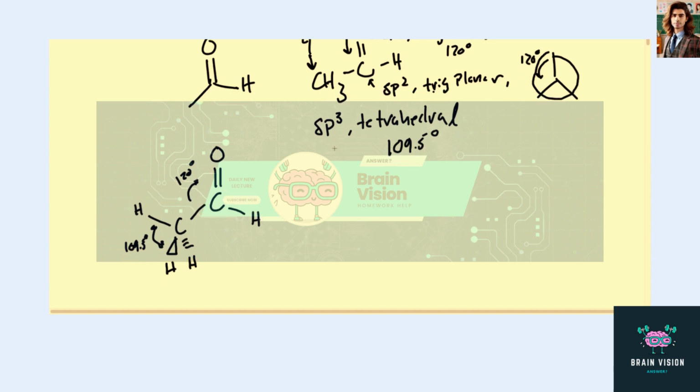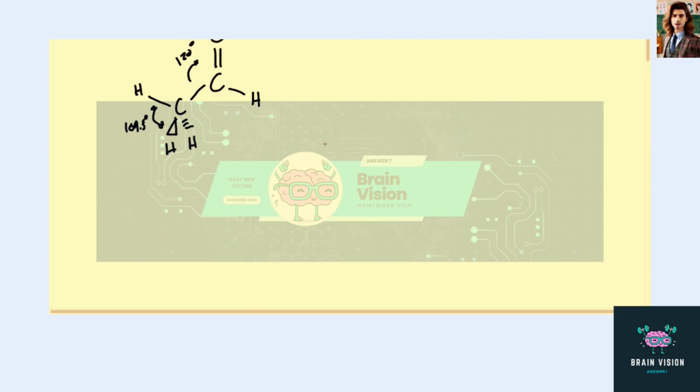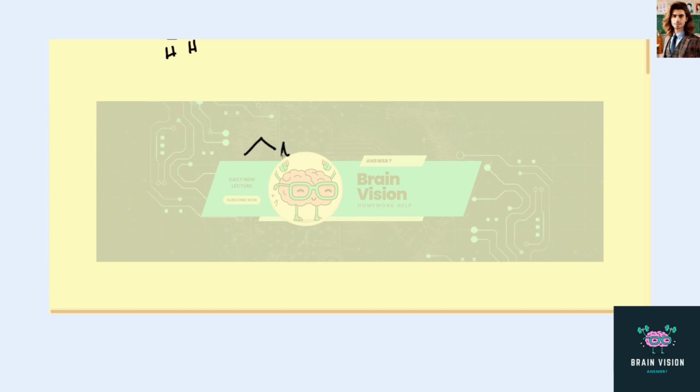Now we've got to look at ethanolamine, I guess I would call it. So we've got a CH2, CH2, and then NH2 here, and this is an OH on the end. So it's a 2-carbon chain with an OH on one side and an NH2 on the other.